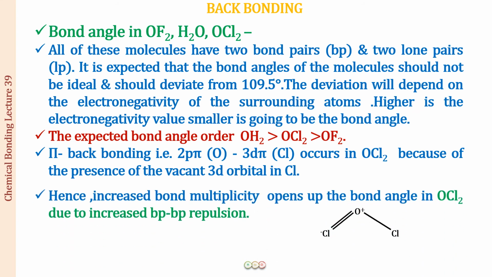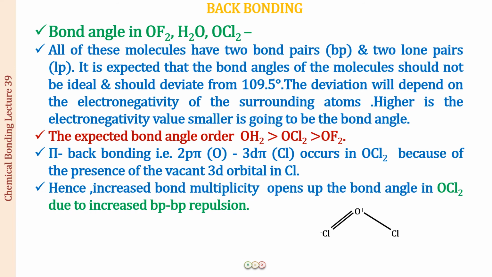And you all know that if there is an increase in bond multiplicity, there is going to be increased electron density on the central atom. There is going to be an increased bond pair repulsion now, and therefore more repulsion, so this is going to open up the bond angle in the case of OCl2. And what do we find? We find that this angle is now 110.8 degrees.